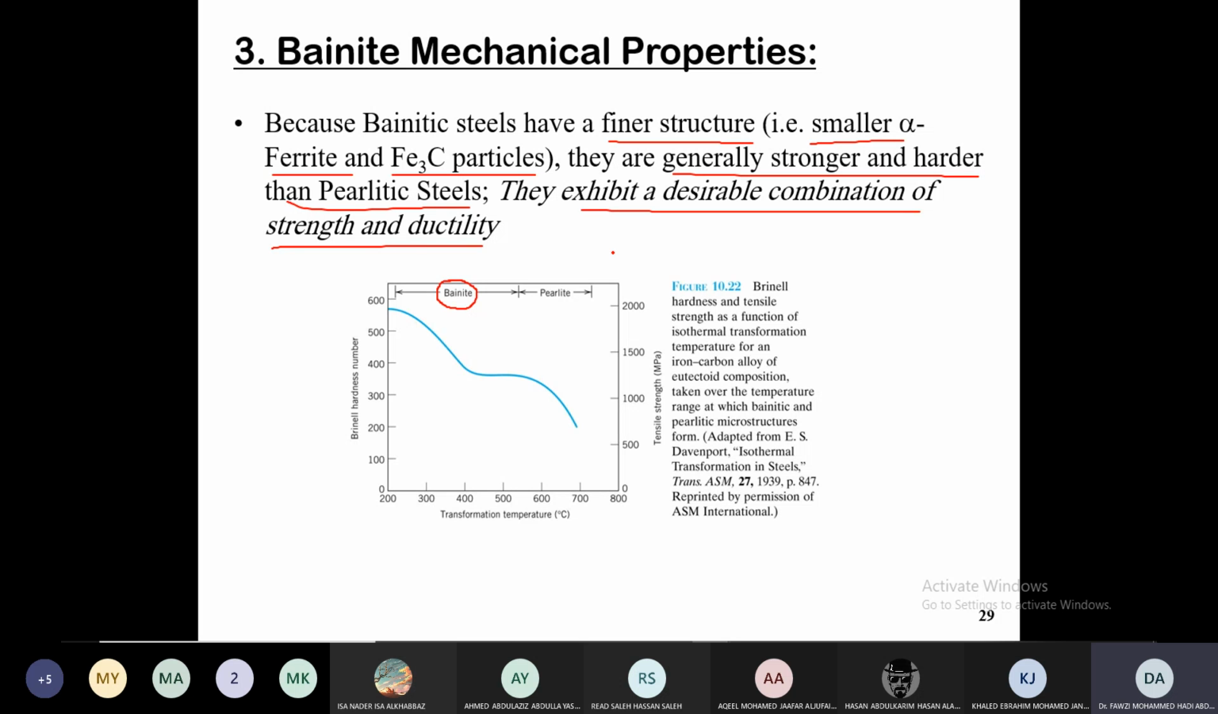I don't want to prolong talking about that, but as you could see from this, in terms of hardness also, the bainitic structures have higher hardness than the pearlitic structures there. And okay, I will stop now.